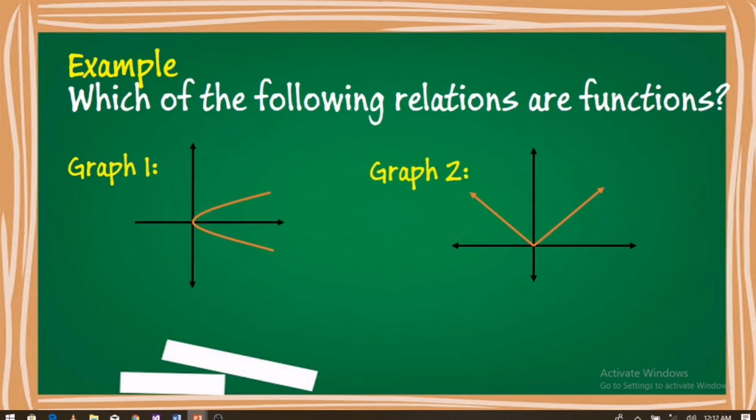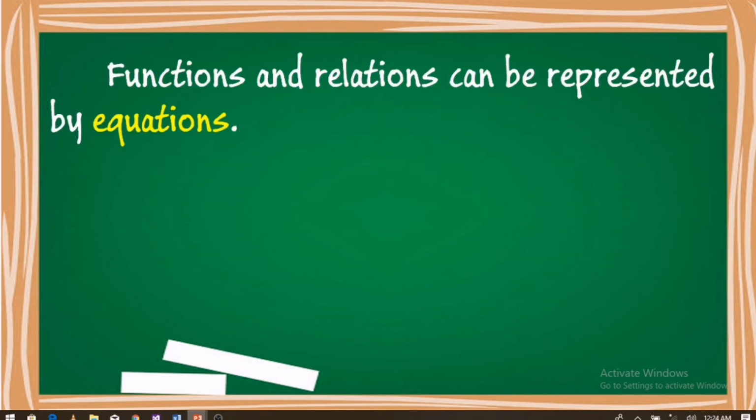Which of the following relations are functions? Graph 1 is a mere relation. Graph 2 is a function. The fifth representation of functions is by equations. Functions and relations can be represented by equations.